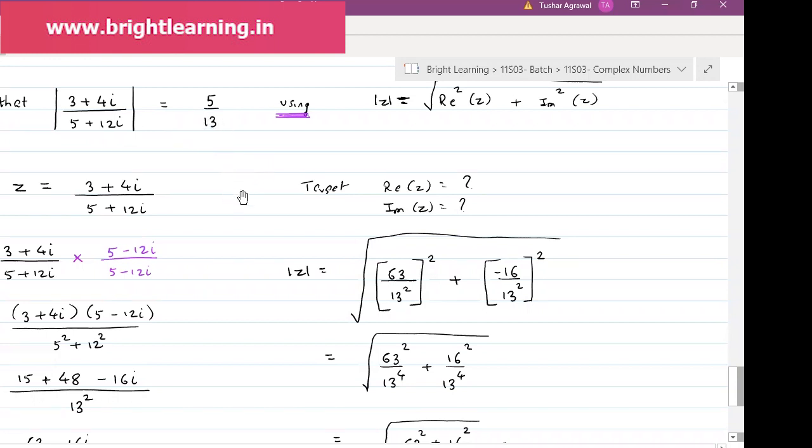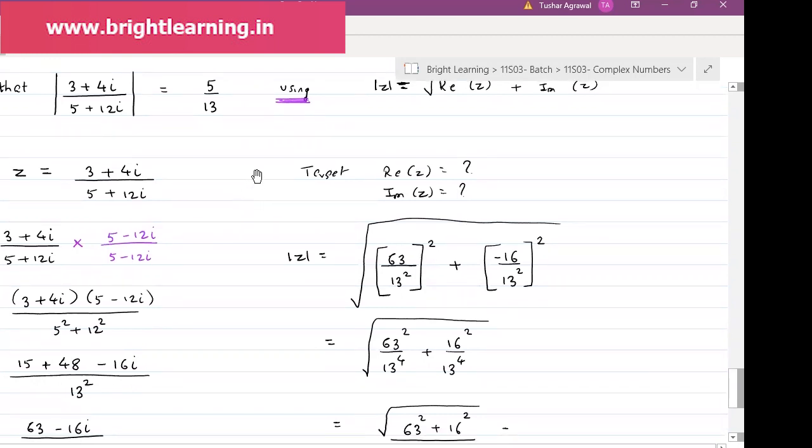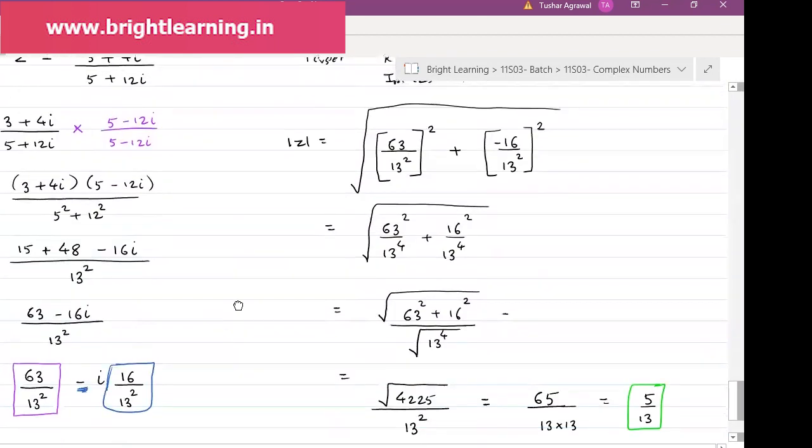Sir, I used the mod Z1 by Z2 formula. So there you use the property that mod of Z1 by Z2 is equal to modulus Z1 upon modulus Z2. Yes, I did it in that manner, sir. Here I told you that you do not know that property as of now. Okay, sir.